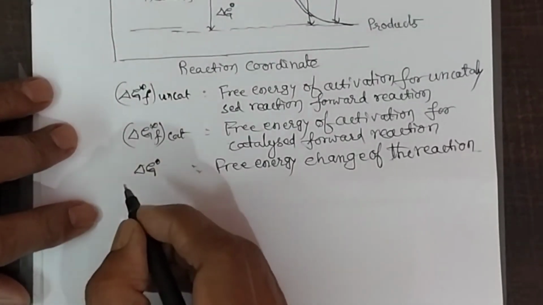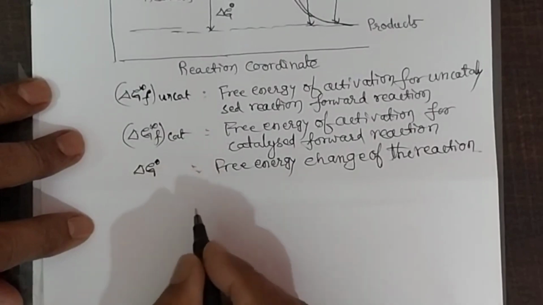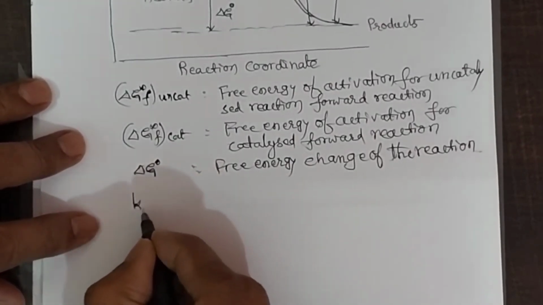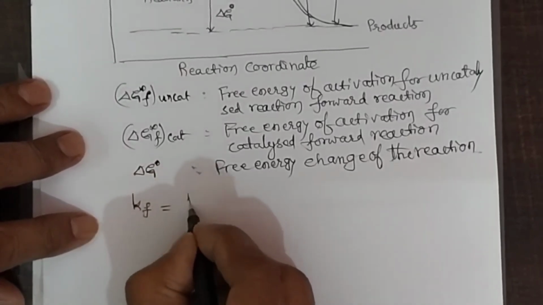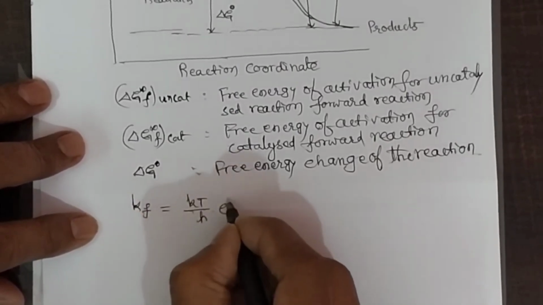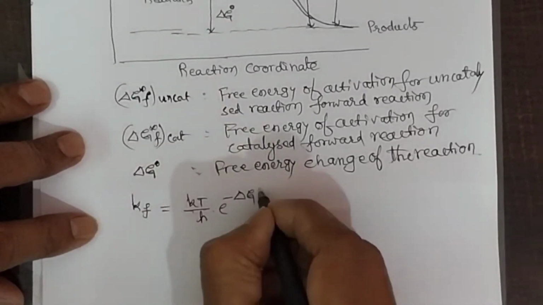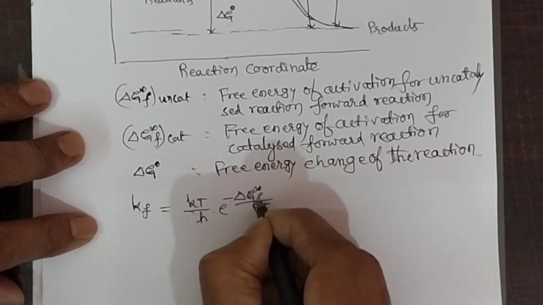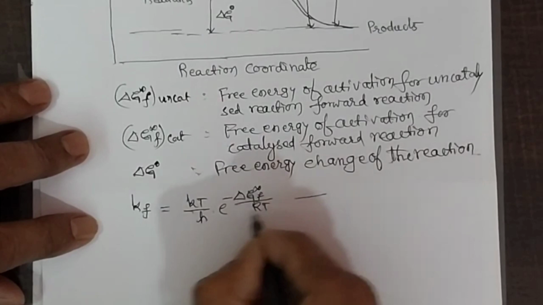Now, the effect of free energy on the rate of the reaction can be explained with the help of the equation which shows the rate constant. The rate constant of a reaction, K forward, is equal to kT divided by h, e raised to minus delta G star divided by RT, for the forward reaction.